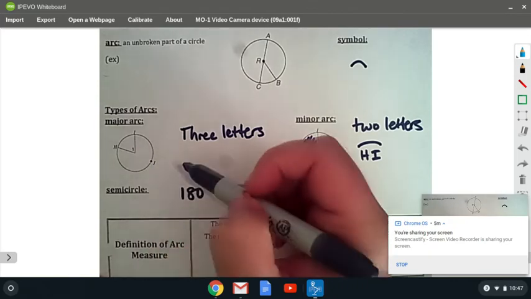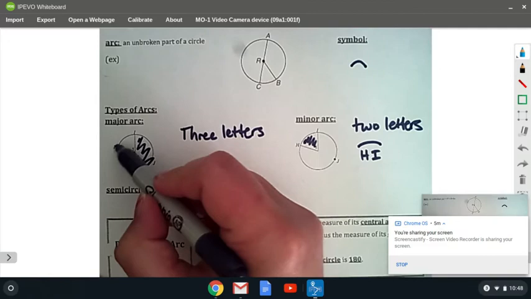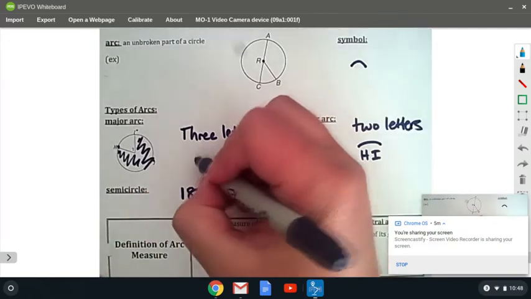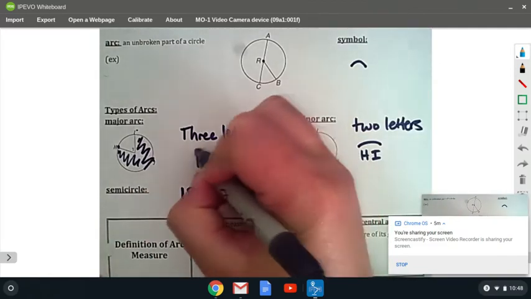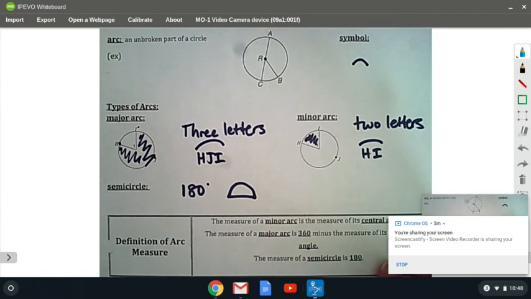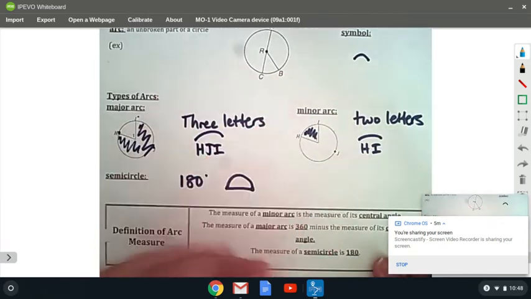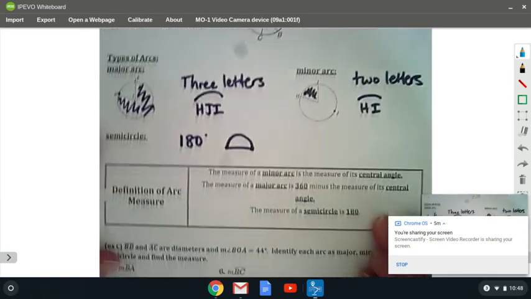Then also for the arc, this would be our major arc. So from H to J to I. So H, J, I, 3 letters would be my major arc. I could also switch it around and say IJH. Same thing here. I could say IH. I can switch it around.